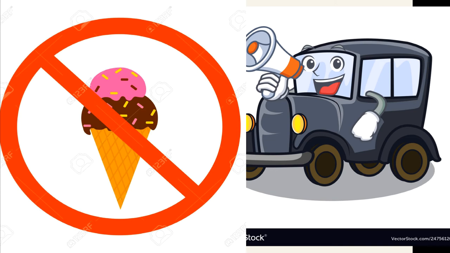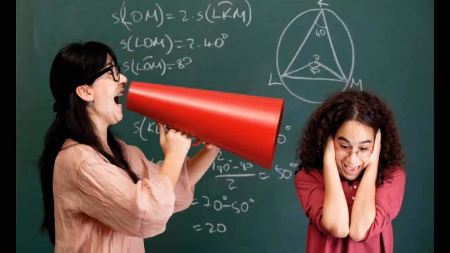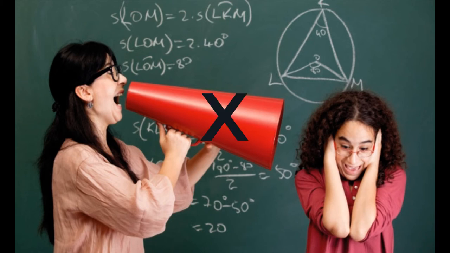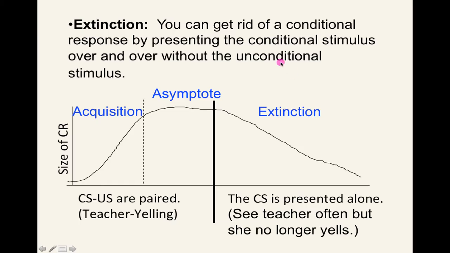She would probably extinguish. And if we think about the teacher that yelled at the student example, the student just has to be around the teacher and around school without any of the unconditional stimulus, without any of the yelling that maybe they experienced. Extinction is where you can get rid of a conditional response through a process where you have to face the thing that you're afraid of, if it's a fear conditioning situation.